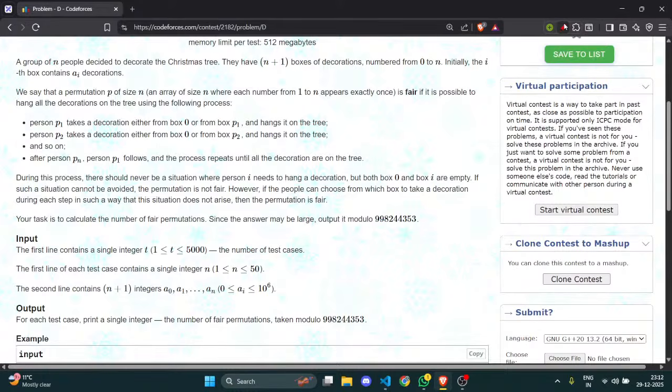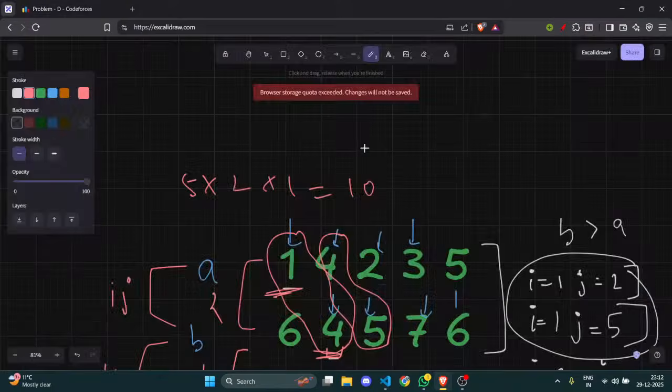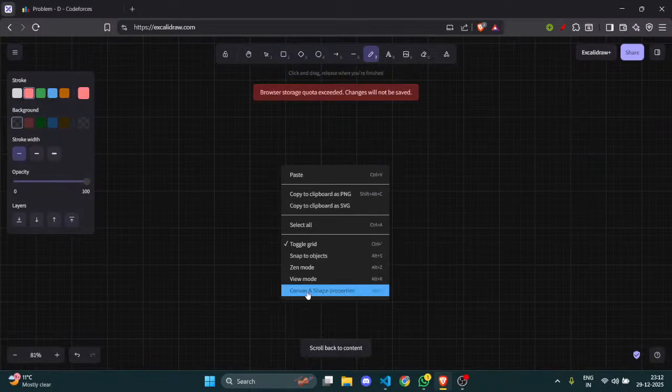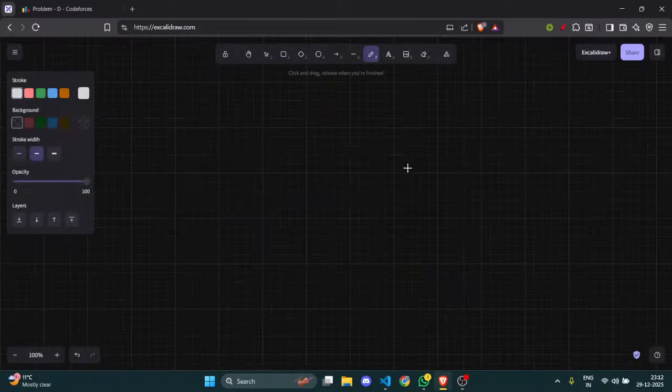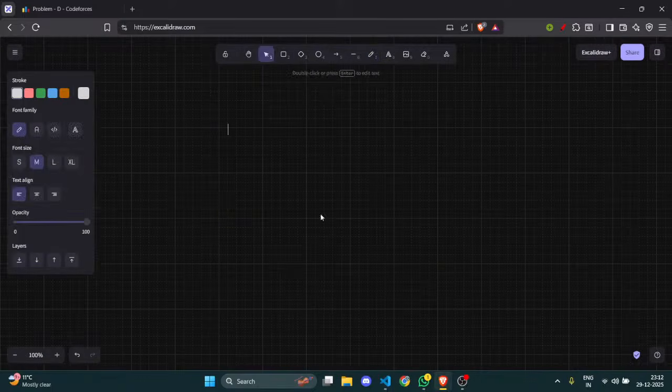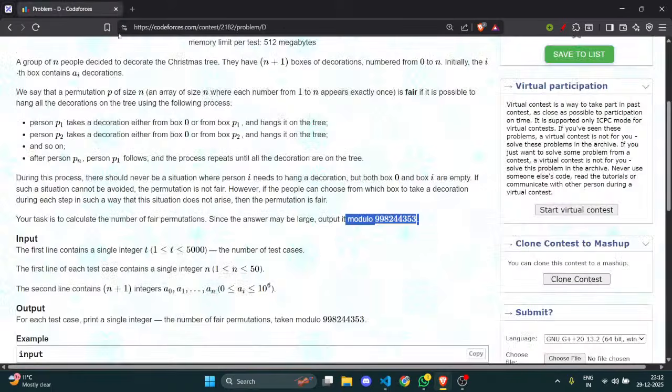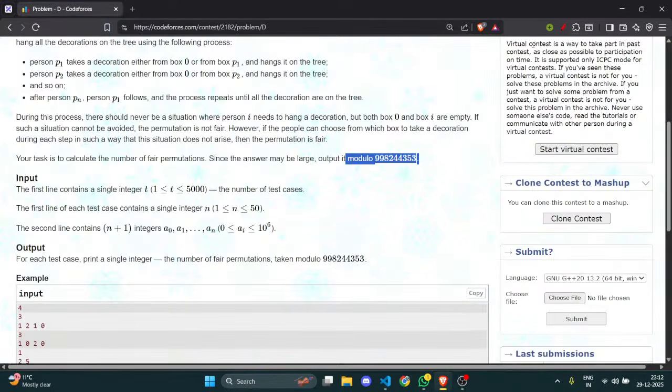So at last we need to calculate how many permutations are good. So first of all, we need to make some observations, or list some observations, like what would make a permutation good. So what would make a permutation good? This is our question.